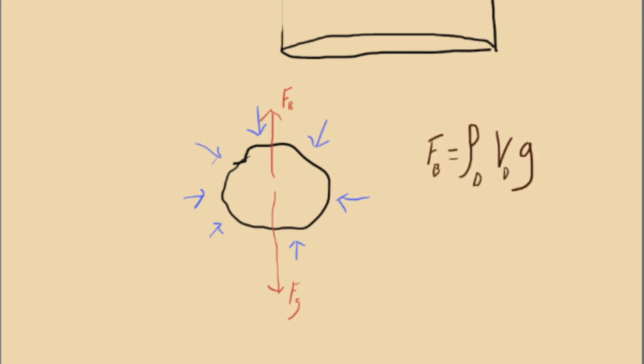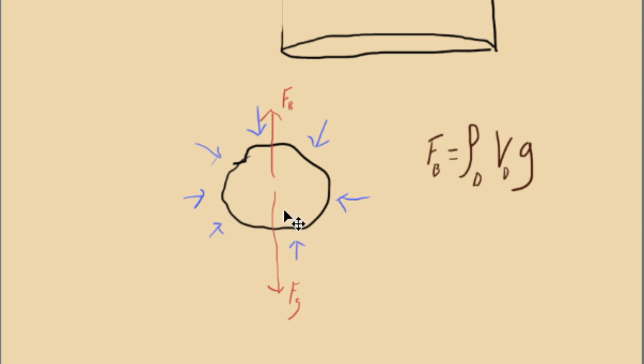And our buoyant force is equal to the density of our fluid displaced multiplied by the volume of the fluid and multiplied by gravity. So our buoyant force isn't dependent on the mass of the object that's being submerged. It's only dependent on how much volume this object displaces.